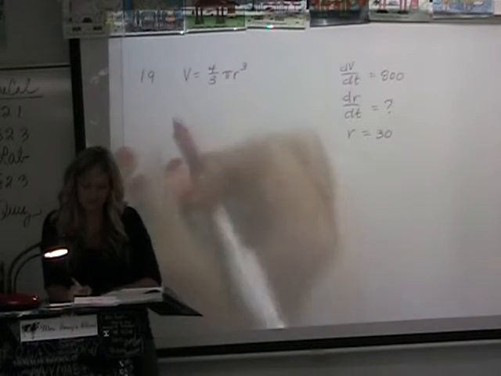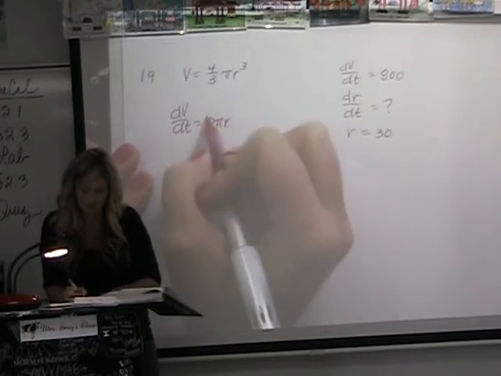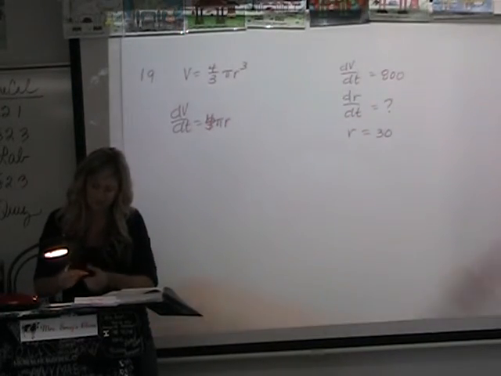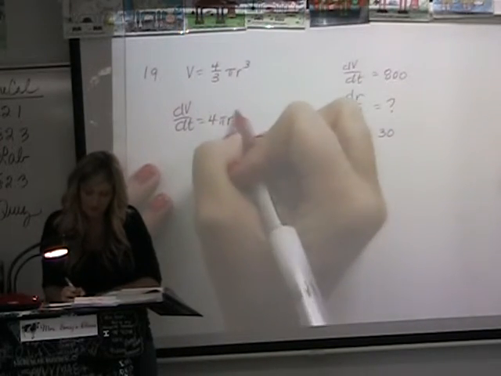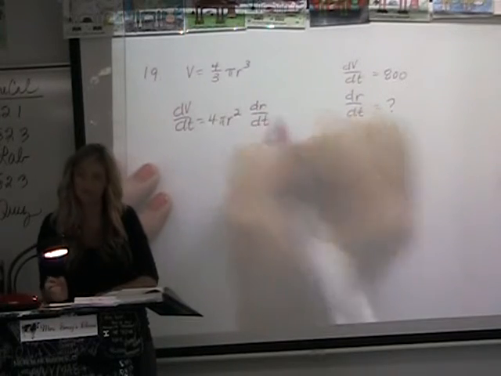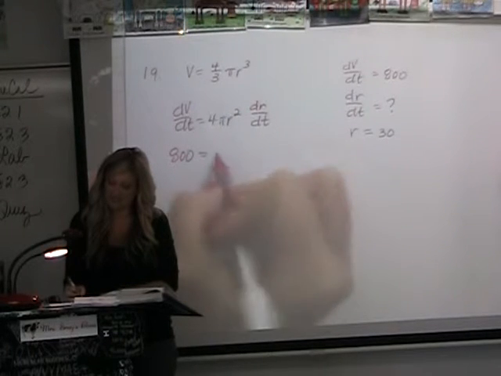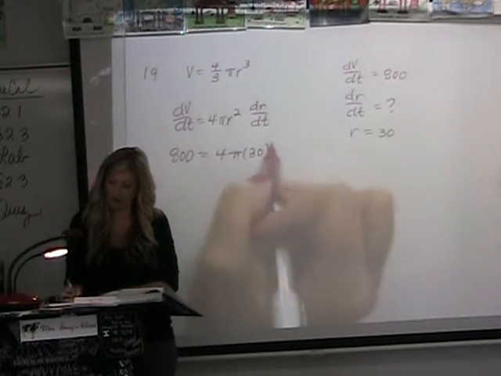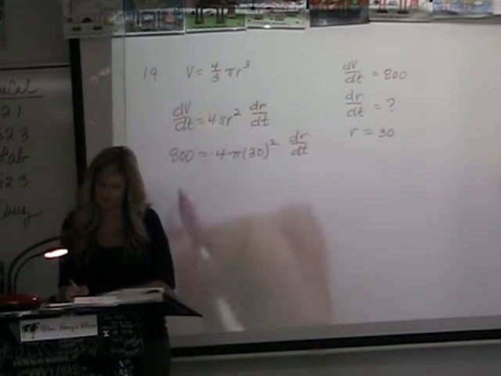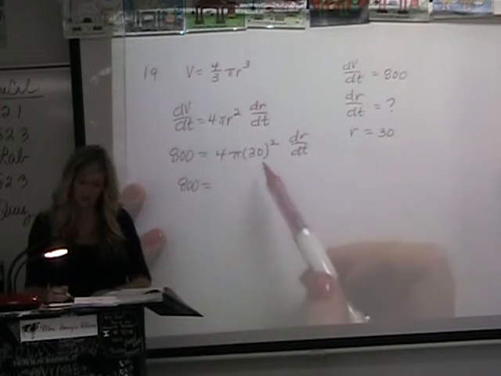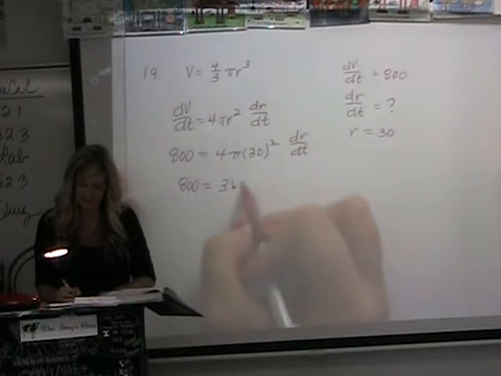So I'm going to take the derivative over here. dV by dt equals 3 pi r squared, or 4 pi r squared, isn't it? Bring your 3 down. 3 times 4/3 is just going to be 4 pi r squared times dr by dt. Then I'm going to sub in 800 for dV by dt, and substitute in 30 for r. I don't know what dr by dt is. That's what I'm solving for. So I have 800 equals 900 times 4, that'd be 3,600 pi.